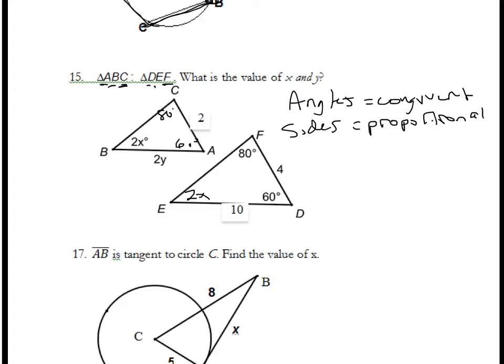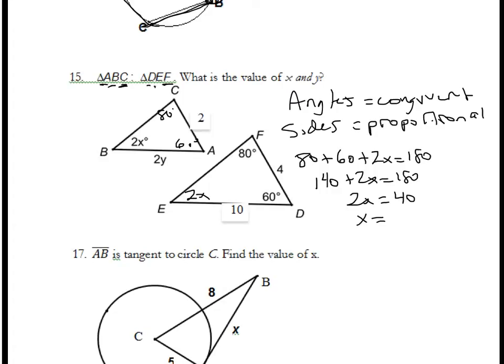And what do you know about all 3 angles in a triangle? They add up to 360. So 80 plus 60 plus 2x equals 180. Sorry, they add up to 180. Combine like terms and I get 140 plus 2x equals 180. Subtract 140 from both sides and I get 40. Divide by 2 and I get x equals 20.